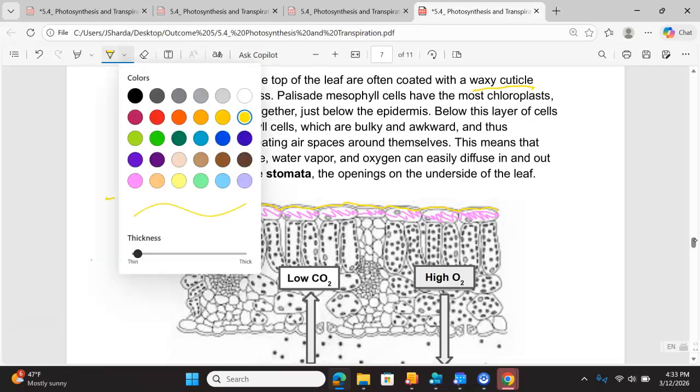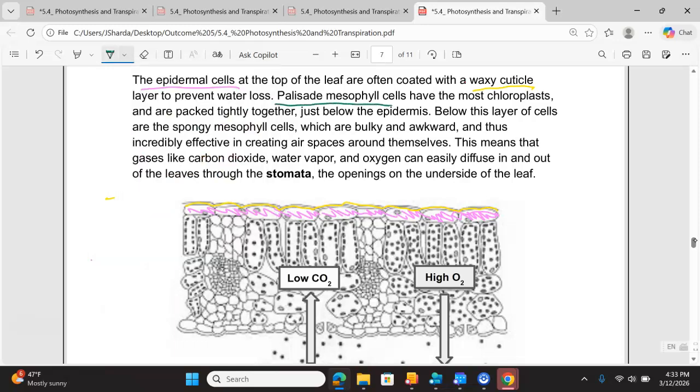The palisade mesophyll cells, we're going to make those dark green because they have the most chloroplasts. Okay, they are right underneath. They are packed tightly together just below the epidermis. So these are the palisade mesophyll cells. They are some of the closest ones to the sunlight, and they have all these chloroplasts, which means they can photosynthesize like no one's business. Okay, I'm going to stop coloring those.